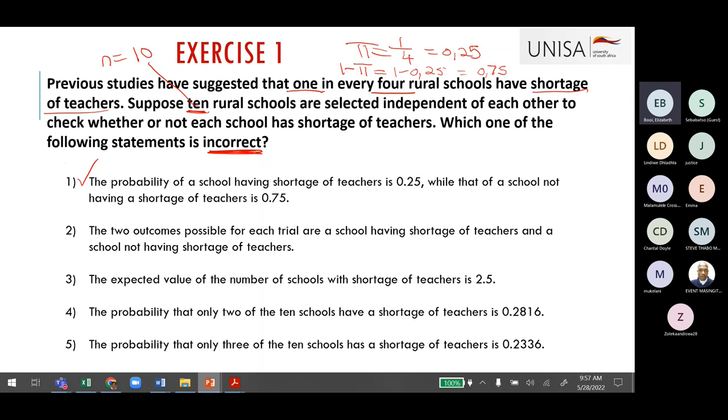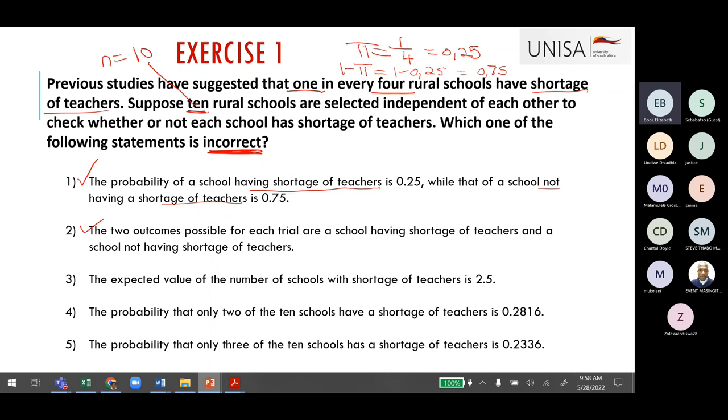The two occurrences for each trial are a school having a shortage of teachers and a school not having a shortage of teachers. Are those possible outcomes? Yes, those are the possible outcomes because we also said if this is the outcome and this is no shortage, therefore it means those two are the two outcomes. That is true. You must ask if you don't understand what we're talking about as well.